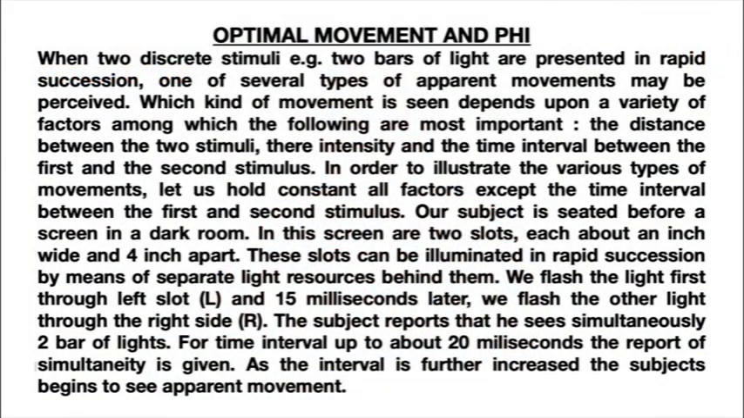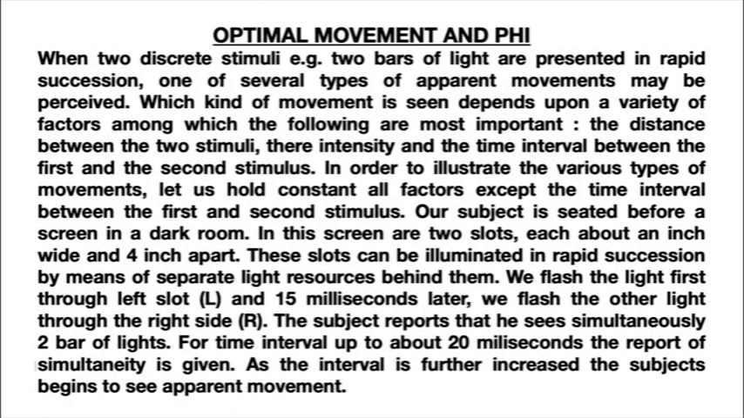Now, which kind of apparent movement is seen depends upon a variety of factors. And what are those factors? Number one, the distance between the two stimuli. What is the distance between the two rods? Are they close to each other or separate? So, the distance between the two stimuli, their intensity and the time interval between the first and the second stimulus. What is the intensity of the light? What is the time period between the first and the second light?